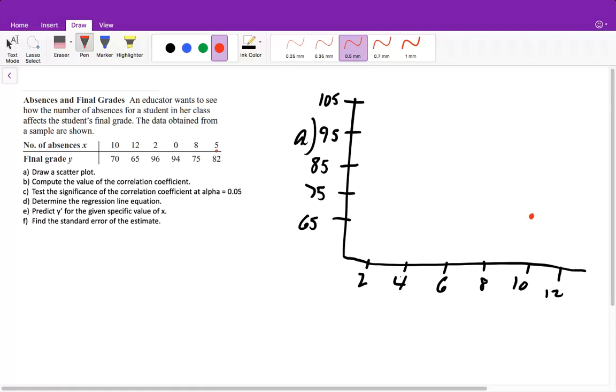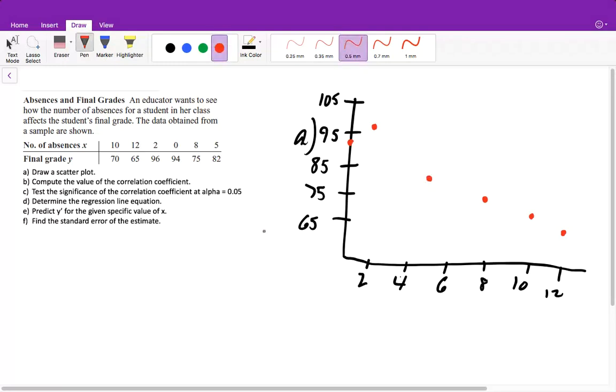All right, so now we're just plotting these. We're plotting them as ordered pairs. 12 and 65. So here's our 12 and 65. 2 and 96, so it's slightly above the 95. 0 and 94. 8 and 75. And 5 and 82. Right, so this is all you need to do for A.